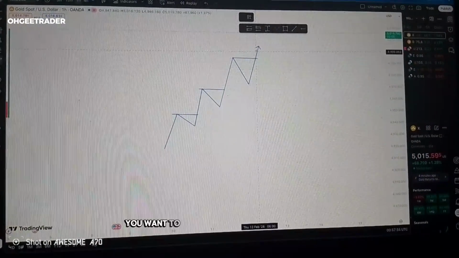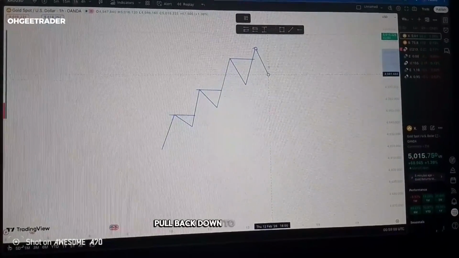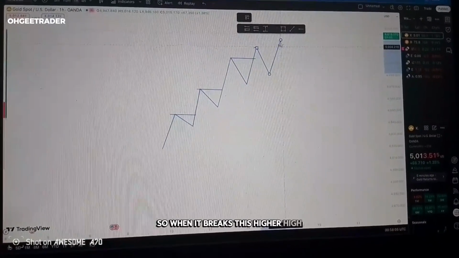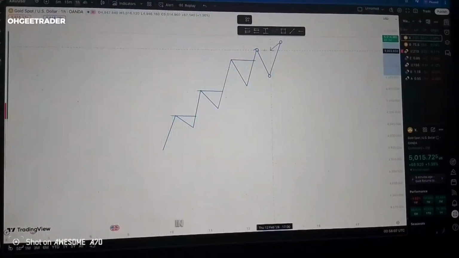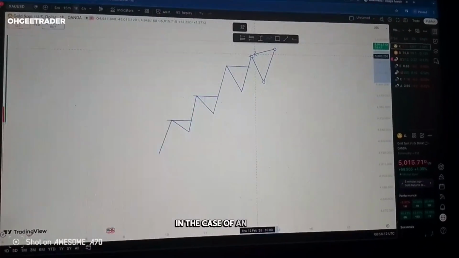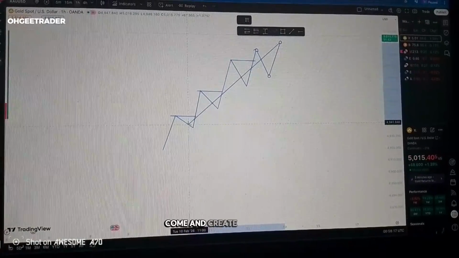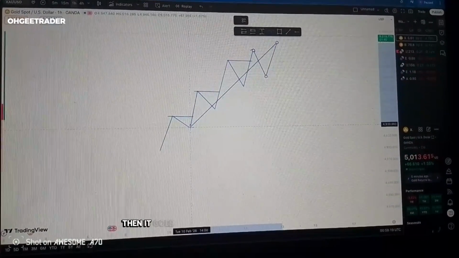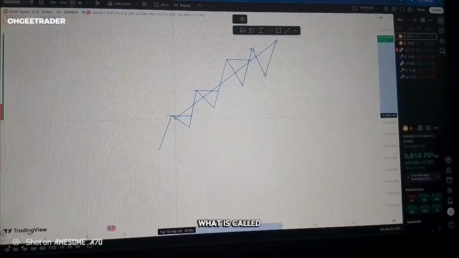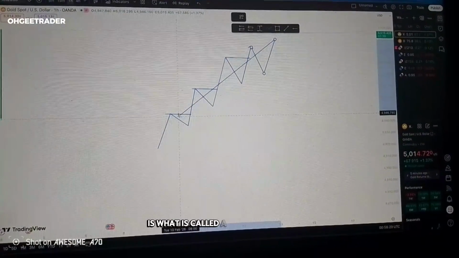So what you want to see in the case of an uptrend is the market create a higher high, pull back down, then come and break this higher high. When it breaks this higher high, that is what is called a break of structure in the case of an uptrend. You want to see the market create a higher high, then a higher low, then go up to break this higher high. The point where it breaks this higher high is what is called a break of structure.